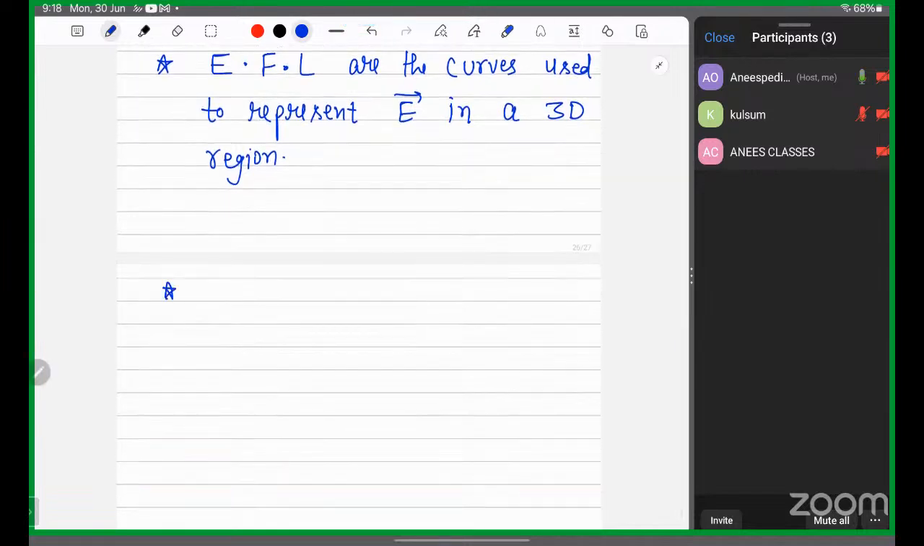Another definition for electric field line. It represents E, in strength and direction. And what else? The concept of electric field line was given by Michael Faraday.